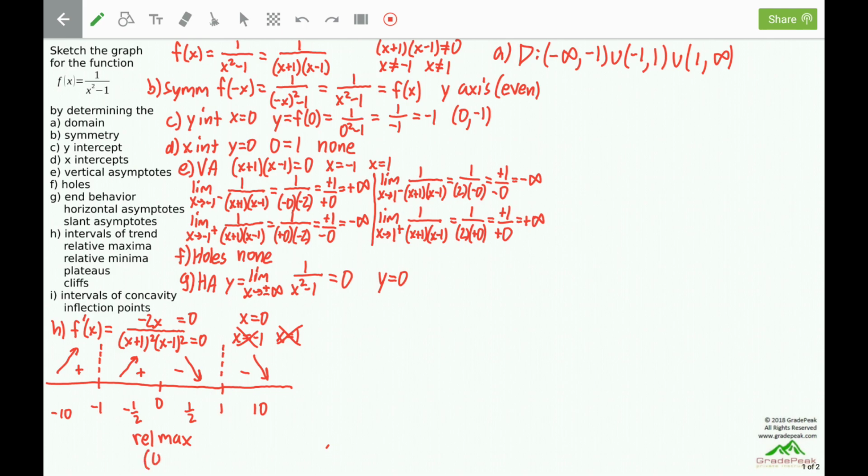We have an x-coordinate of 0, and we have a corresponding y-coordinate that can be found by plugging the x-coordinate back into the original function. So y equals f of 0, which is 1 divided by 0 squared minus 1. 0 squared is 0, minus 1 will be a -1, and a +1 over a -1 is a -1. So it has a corresponding y-coordinate of -1. We've seen this point already. It was the y-intercept up above.